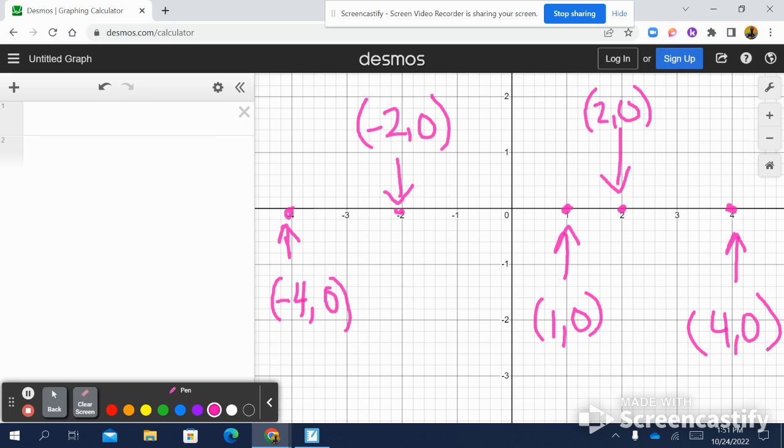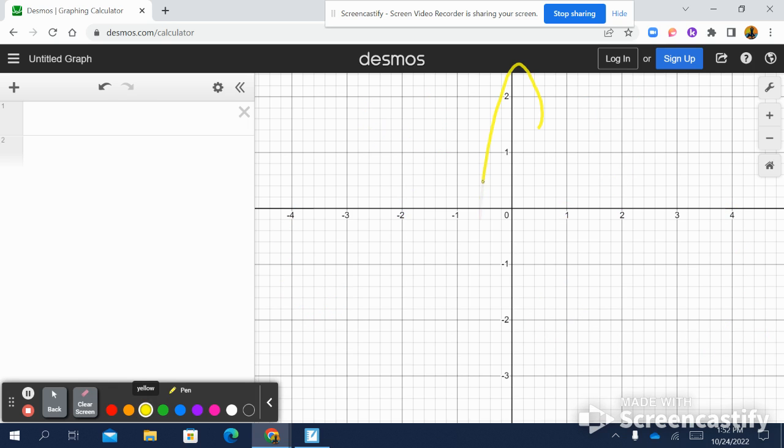So if we're looking at it, we can clearly tell that all of them have one thing in common, and every time the y-coordinate turns out being 0. So that means any point along the x-axis has a y-coordinate of 0. So if I'm trying to find the x-intercept, or where it crosses the x-axis, that's always when my y value equals 0.